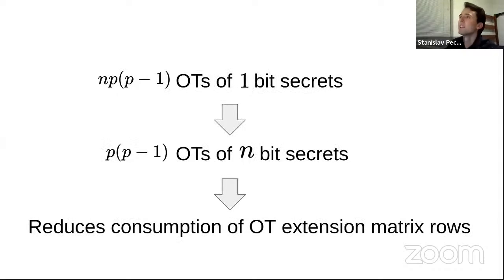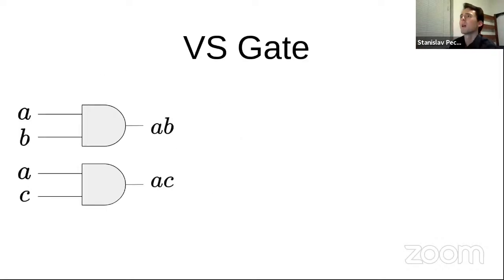The key idea is that instead of using n times P minus 1 OTs of 1-bit secrets, we use P times P minus 1 OTs of n-bit secrets, and this significantly reduces communications as we consume fewer kappa-bit long OT extension matrix rows. We demonstrate our VS gate on a vector of 2 bits and 2 players only.